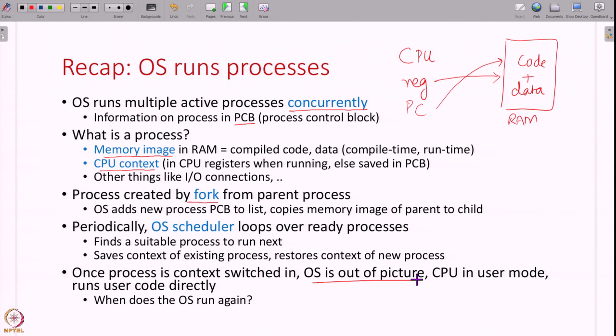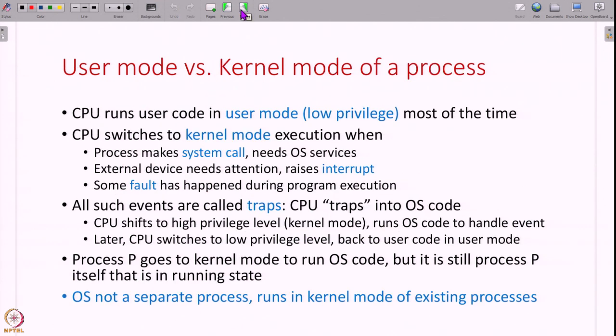So, now when does the OS run again? It has started one process and it has gone away behind the scenes. So, when does the operating system run once again? What causes the operating system to run once again? Okay. So, that is the question we will try to understand in this lecture.